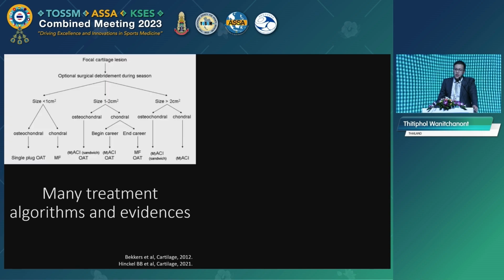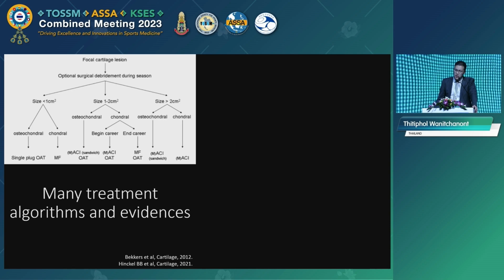There are many treatment algorithms nowadays. Just for the focal lesion, if there are no associated injuries that need to be corrected, for athletes, we have 1 and 2 square centimeters as the cut point for small, medium, and large lesions. From that point, we have to check whether there is subchondral bone involvement. If there is just a small chondral lesion, microfracture is the choice. But if there is osteochondral involvement, OAT is considered.